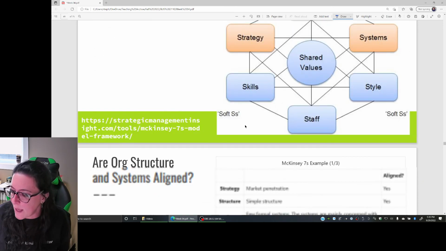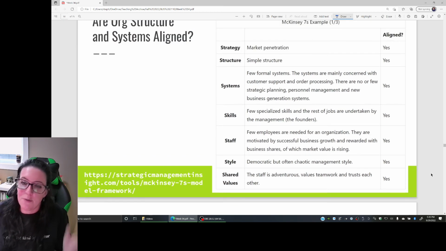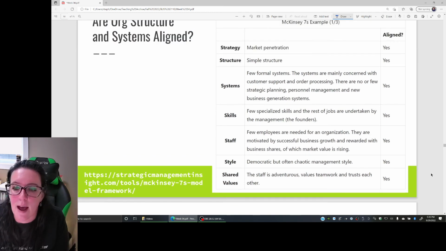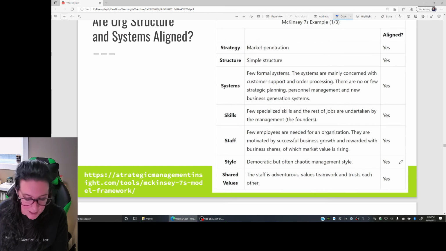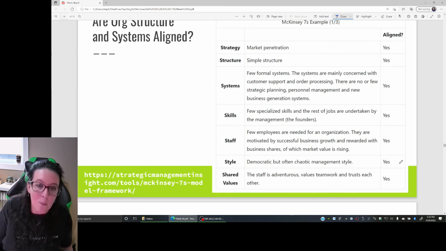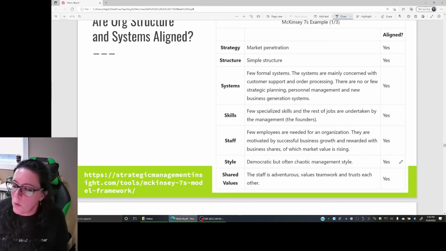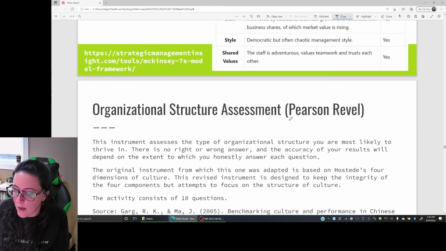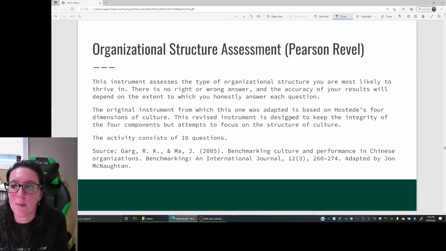If we're looking at McKinsey 7S, you can see an example here to check that alignment of strategy, structure, skills, staff, style, and their shared values. So all of these must work together. Before we move past here, our organizational structure and these elements, we'll just look at the organizational structure assessment that is in the Pearson Revel Robbins textbook.